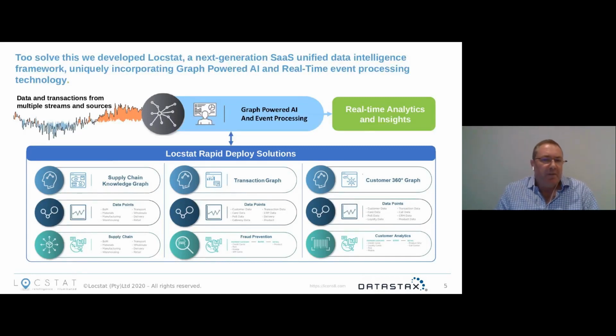So to solve this, we've developed Locstat. It's a SaaS application, and I think the key to Locstat is that it's a unified data analytics platform, but it's got a very specific focus on graph-powered AI and an event processing component that feeds into solutions that require real-time analytics and insights. What's been quite important for us in the space as well is to create templates in some of these environments to facilitate rapid deployments. And from this perspective, we've created templates specifically in environments like fraud prevention, customer 360, and supply chains, where we facilitate this rapid implementation, obviously with graph playing quite a big role.